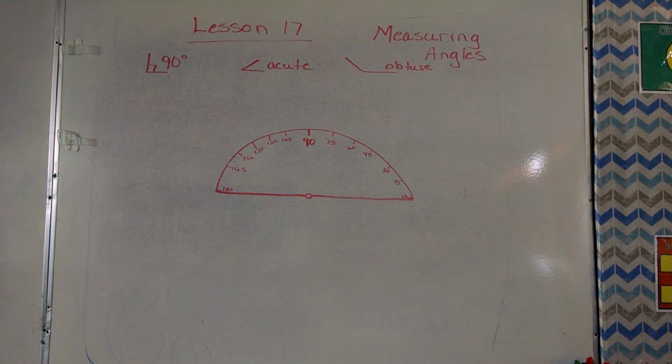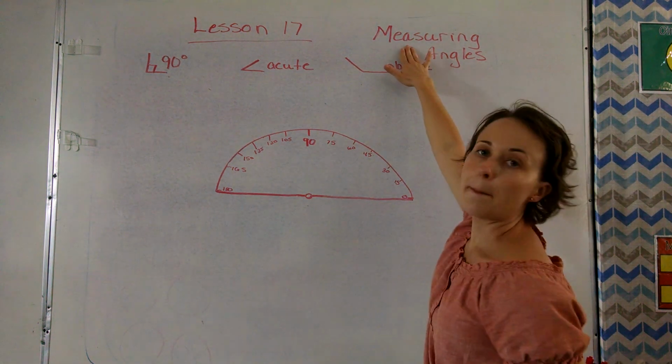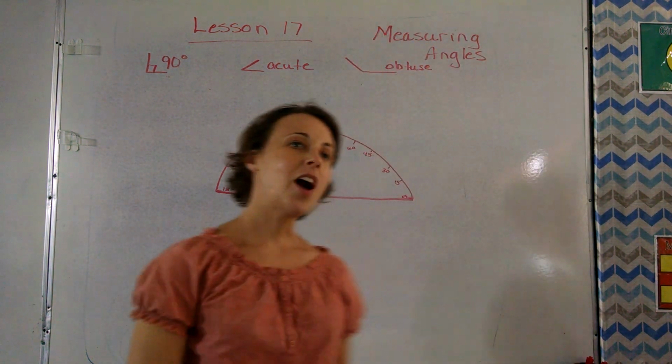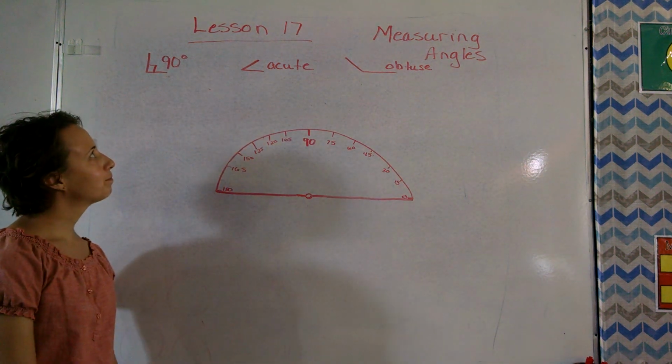Science and Math for 6th grade. Today we're doing lesson number 17. We're going to talk about measuring angles. Make sure you add this to your table of contents while you take your notes today.